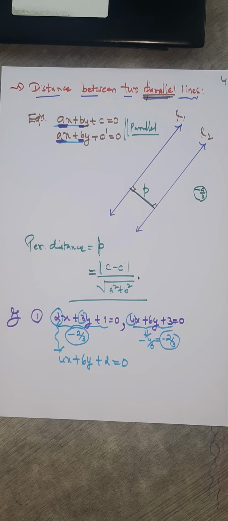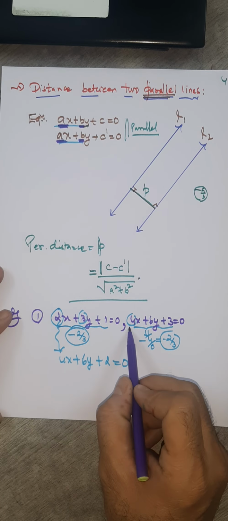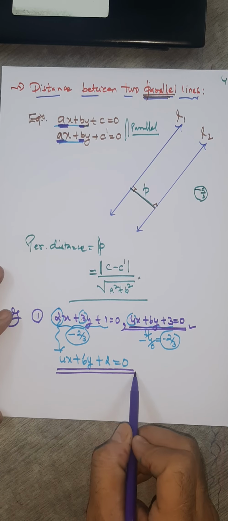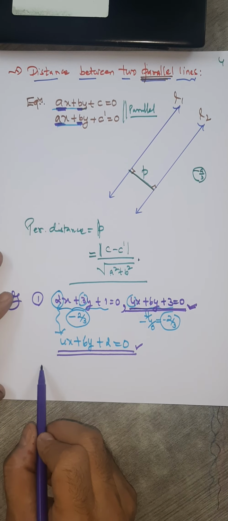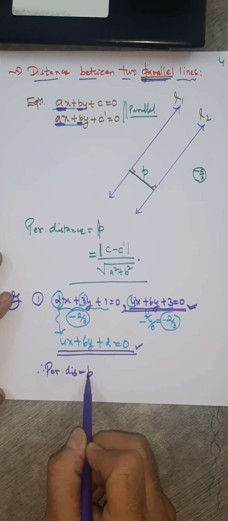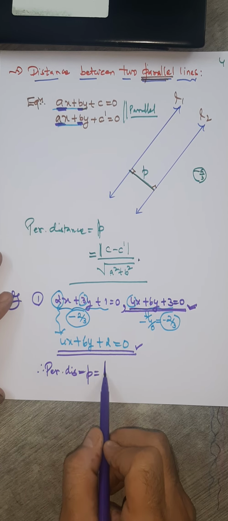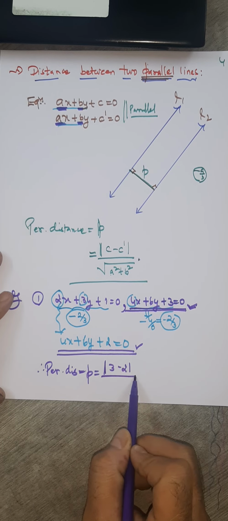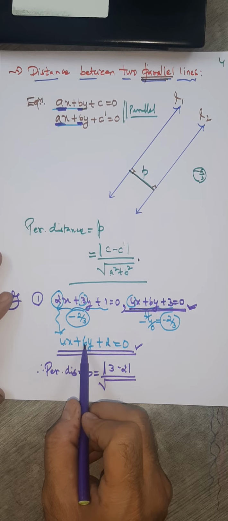Again, slopes are equal and they are parallel. This I'll keep as it is. I did nothing with this. Now, instead of this, I'll use this and I'll use the formula. So, perpendicular distance, small p, equals, what's the formula? C minus C dash upon root of a square plus b square. So, 3 minus 2 upon root of a square plus b square.